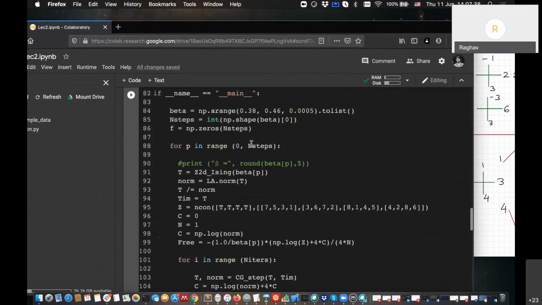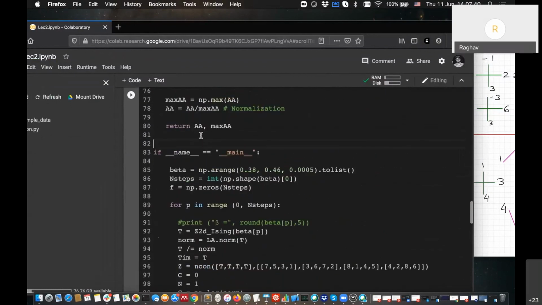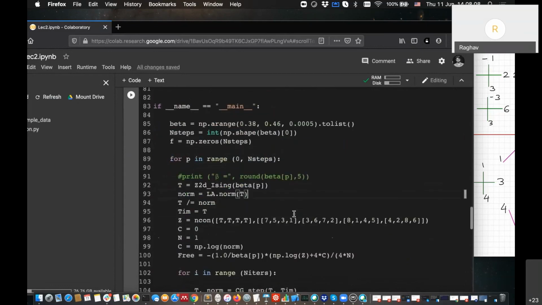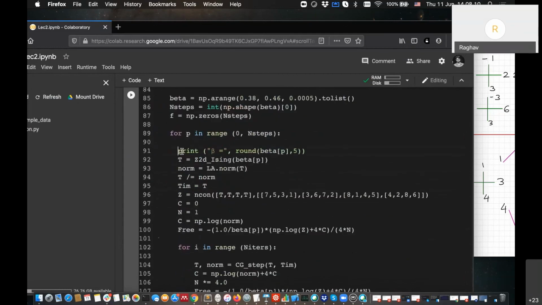This is the main routine here. It's here on line 83, as you can see in my notes. So we'll generate different beta, and then we will use some n steps. We'll generate a list f, which is going to compute the free energy for different beta, and then we are going to have a loop for p in range 0 to n steps. What is it going to do? Let's just print beta for the moment. We'll check if it is okay or not.